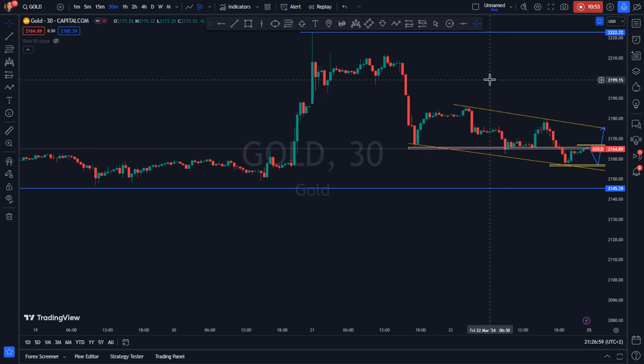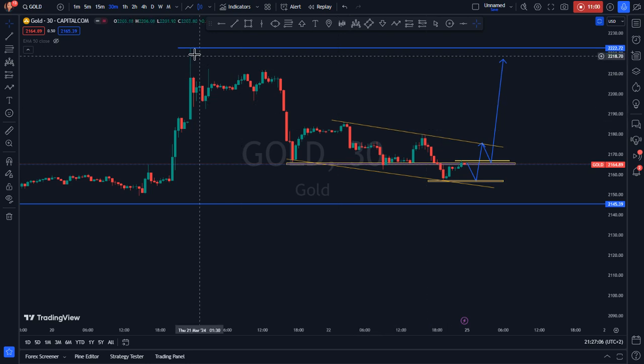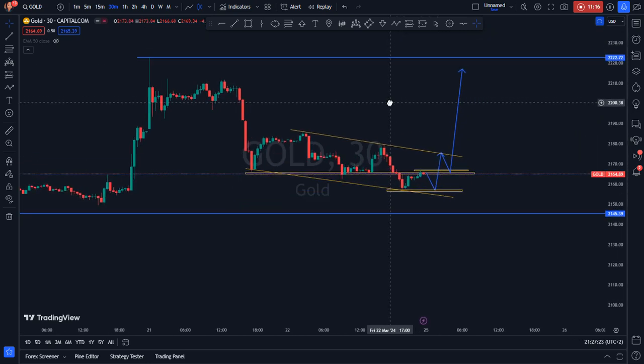So we have to study the correction phase in such a way that we are looking for buying opportunities. We can't be studying the correction phase and still be looking for what? For selling opportunities. You can't look for sell opportunities in a correction phase of an uptrend. It doesn't really make sense. So that's what I'm saying, I'm looking for buying opportunities in a correction phase of this gold.